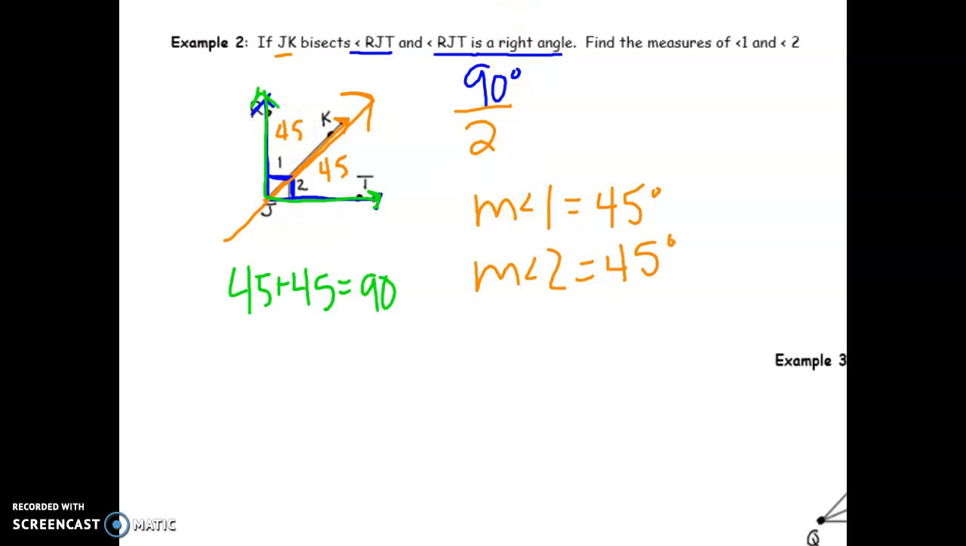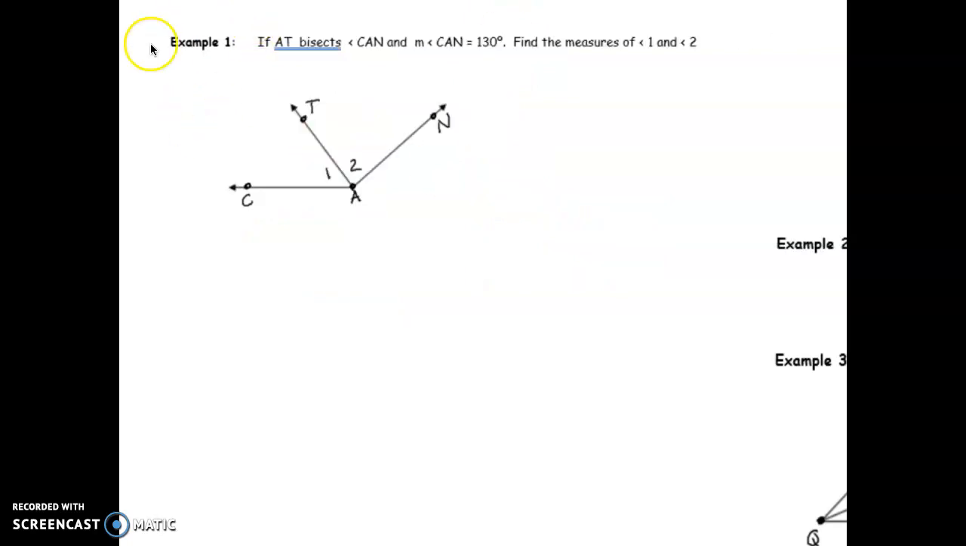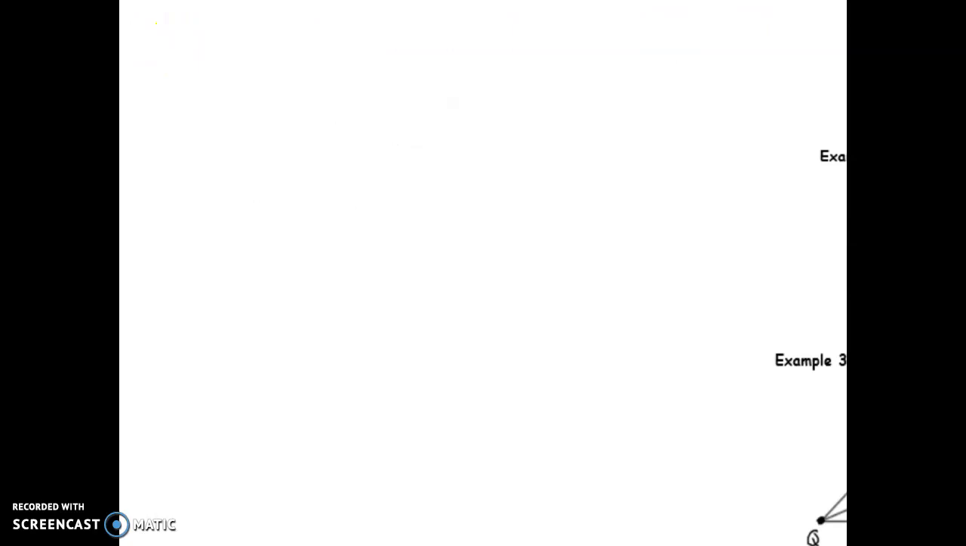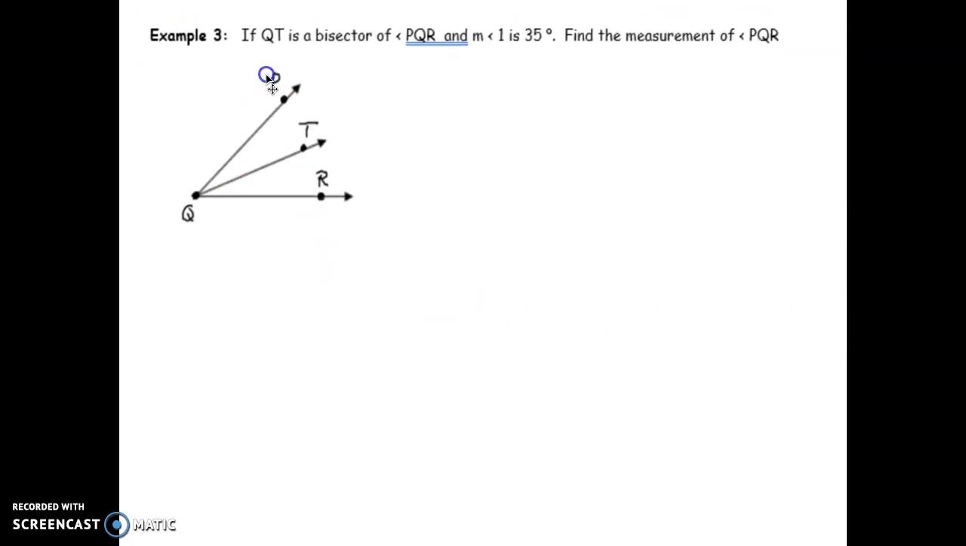All right, let's take a look at how it's applied a little bit differently here in example 3. And again, you can find this example on the bottom of page 26. All right, so before we get started, maybe do me a favor here and put in angle 1 and angle 2.